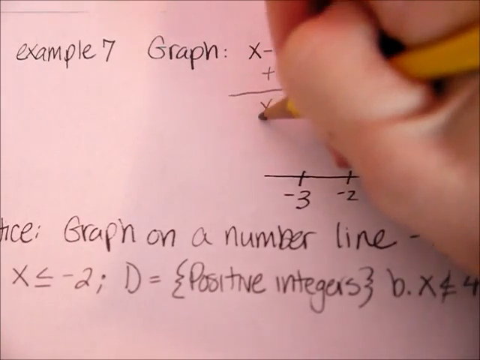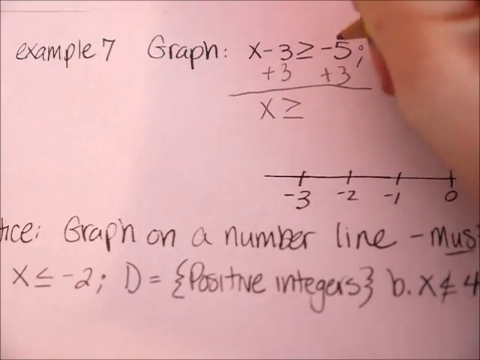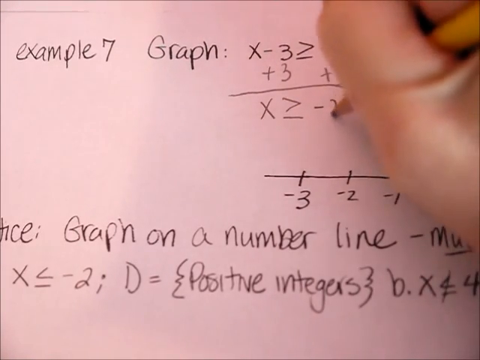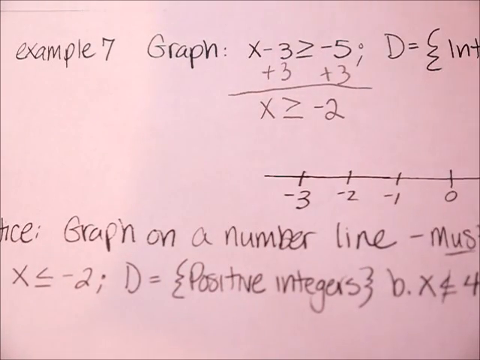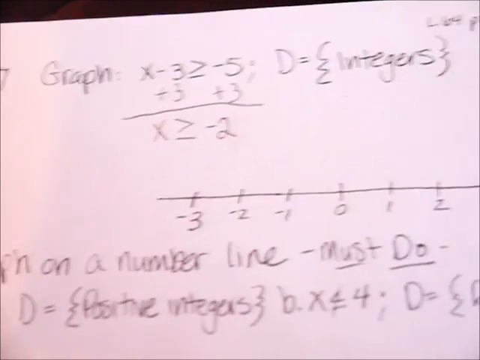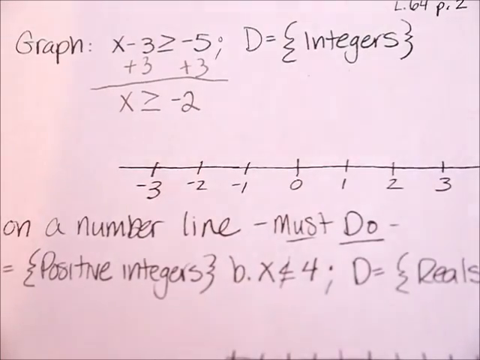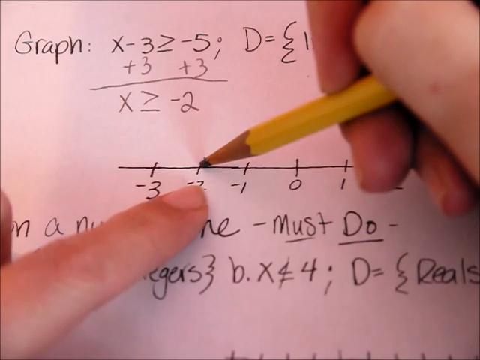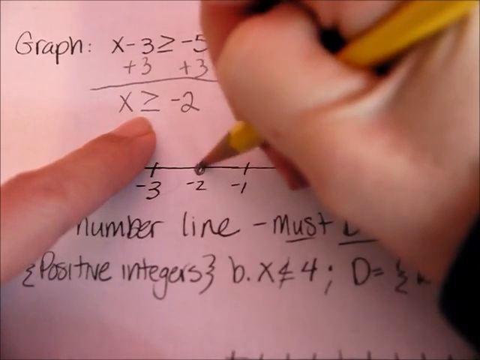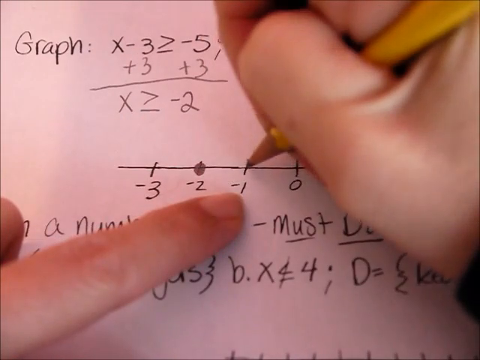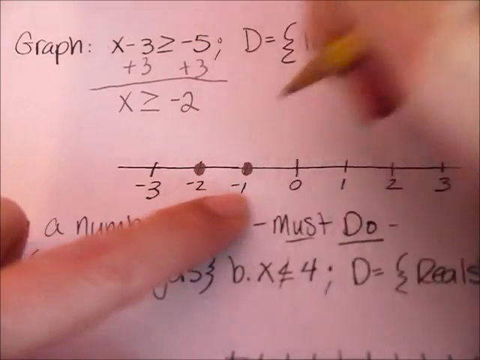And now we have x is greater than or equal to -5 plus 3, which is -2. x is greater than or equal to -2, and we're dealing with integers. Okay, so it's greater than or equal to -2, not positive integers, just integers. It says it can be equal to -2, so -2 gets to play, it gets to be a dot. -1 is greater than -2 and is an integer.